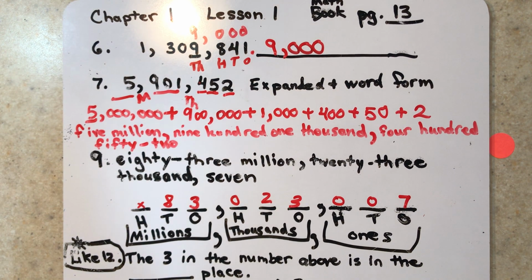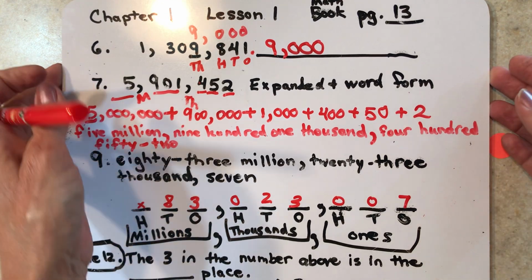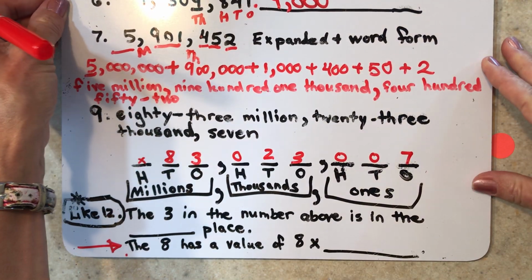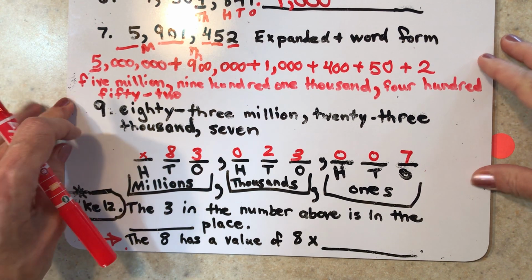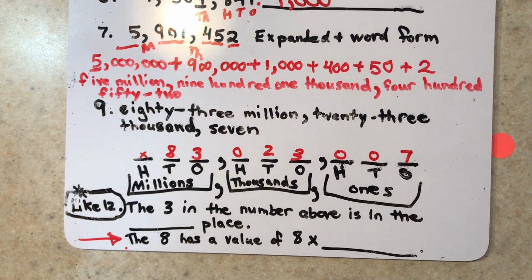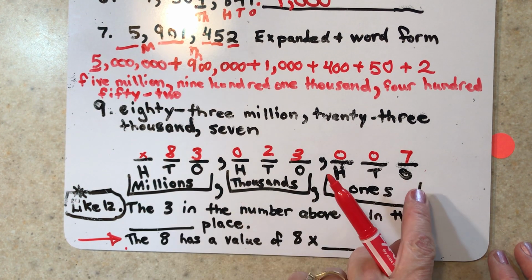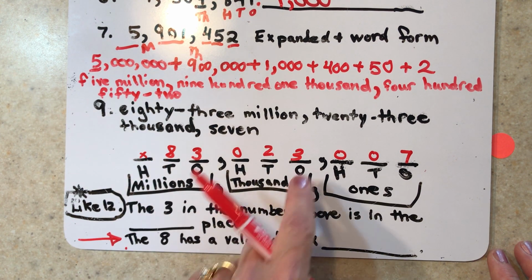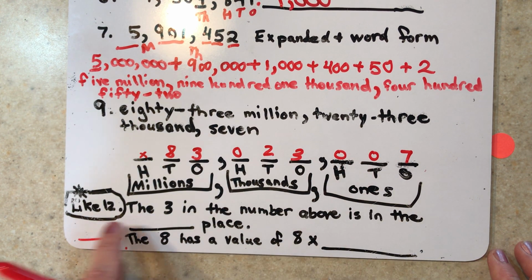Moving on. Number 12. I actually need to move this up a little. And I stuck it to my counter. Here we go. Number 12. Now this is like number 12, but not exactly, because I wanted to use what I already had written on my paper. But this is what the concept is. So use the number that we just wrote here, 83,023,007, to answer the question.